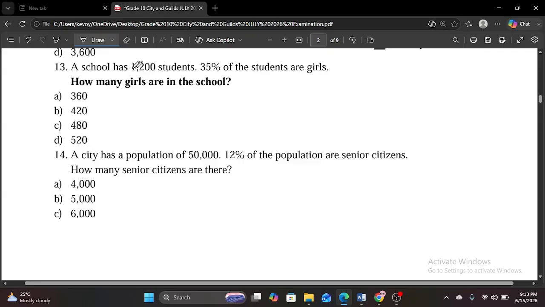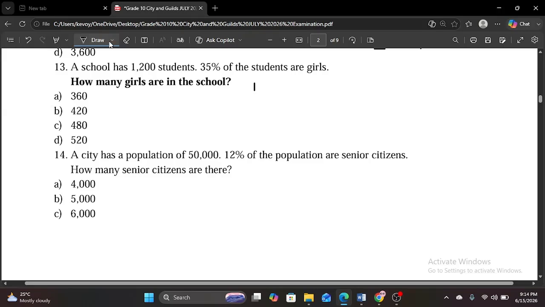So a school, sorry, has 1,200 students. 35% of the students are girls. How many girls are in the school? So this right here is 35% of. So we're just going to multiply the number of students by the percentage in order to find how many are girls. So that's going to be 35% of the total.